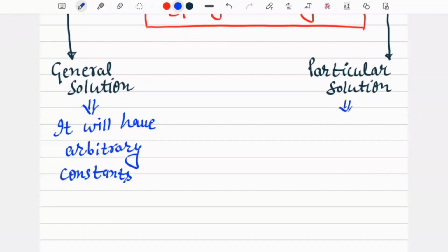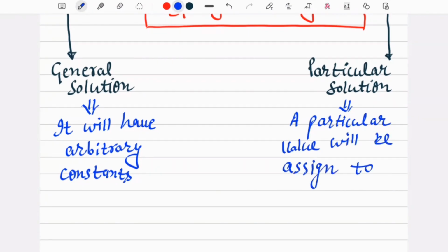And if you have fixed the values of the arbitrary constants, or you have assigned a particular value to the arbitrary constants, then it will be a particular solution. In a particular solution we have constants, a particular value assigned to the arbitrary constants. Is it clear? Yes sir.